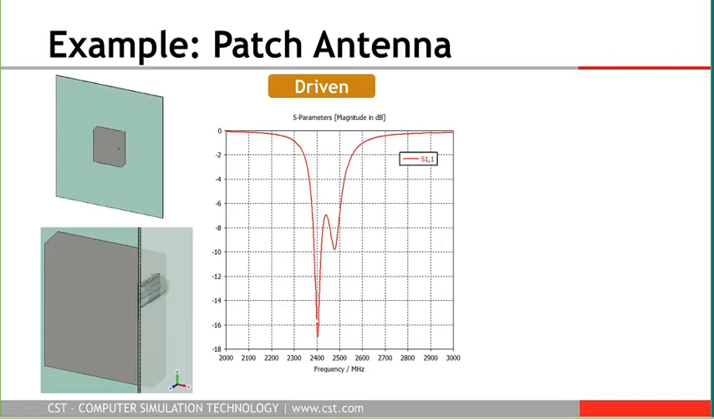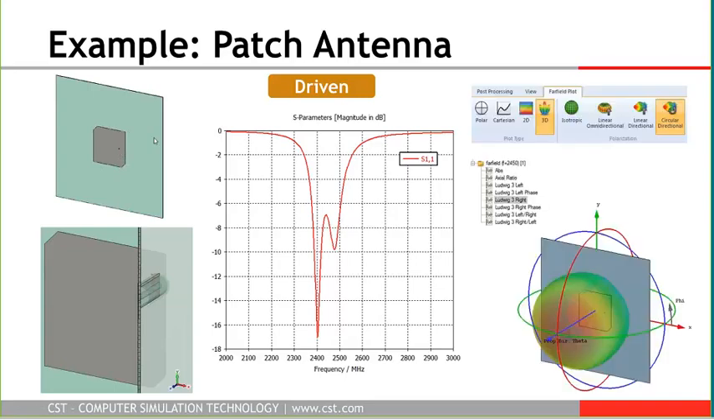And we see that there are actually two resonances in S11, and you probably know that this type of antenna is used to create circular polarization. You can check how well the polarization is radiated by changing the polarization view of the far field into the circular direction.